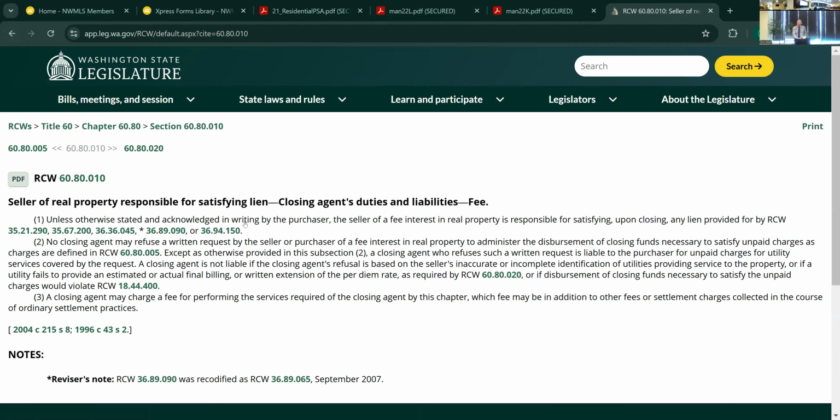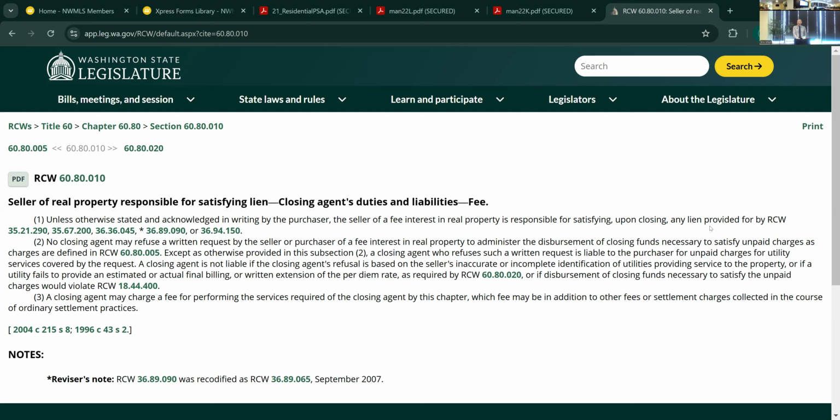So, seller of real property responsible for satisfying lien, closing agent's duties and liabilities and fee. Unless otherwise stated and acknowledged in writing by the purchaser, the seller of a fee interest in real property is responsible for satisfying upon closing any lien provided for by RCW, on and on and on. No closing agent may refuse a written request by the seller or purchaser of a fee interest in real property to administer the disbursement of closing funds necessary to satisfy unpaid charges, as charges are defined in the RCW 60.85, except as otherwise provided in subsection 2.